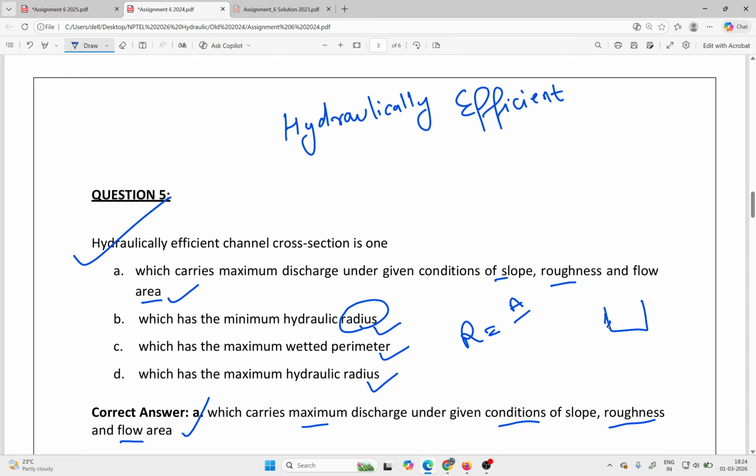What is weighted perimeter? If the flow is up to here, this is y, so 2y plus b will be the weighted perimeter. In this, everywhere the area is included, so the most appropriate option here is A for question number 5.